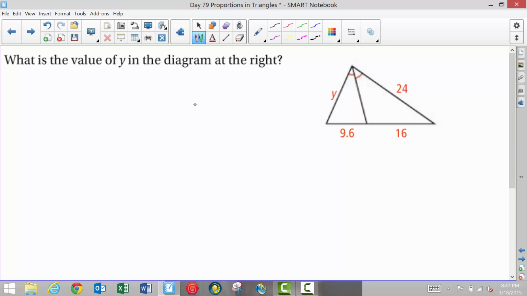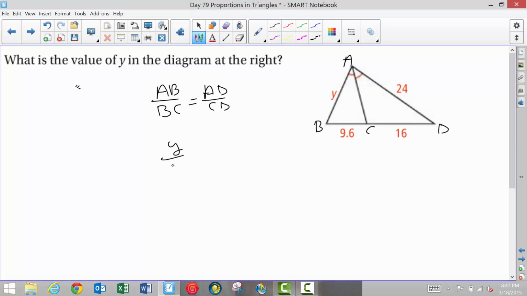What's the value of y in the diagram at the right? Well, I have an angle bisector. Therefore, I have proportional sides created. So I know that I'll label this. Let's go to my eraser. So here's A, B, C, D. Angle bisector, proportional sides created. So I know that A over B and B over C is going to be proportional to A over D and C over D.